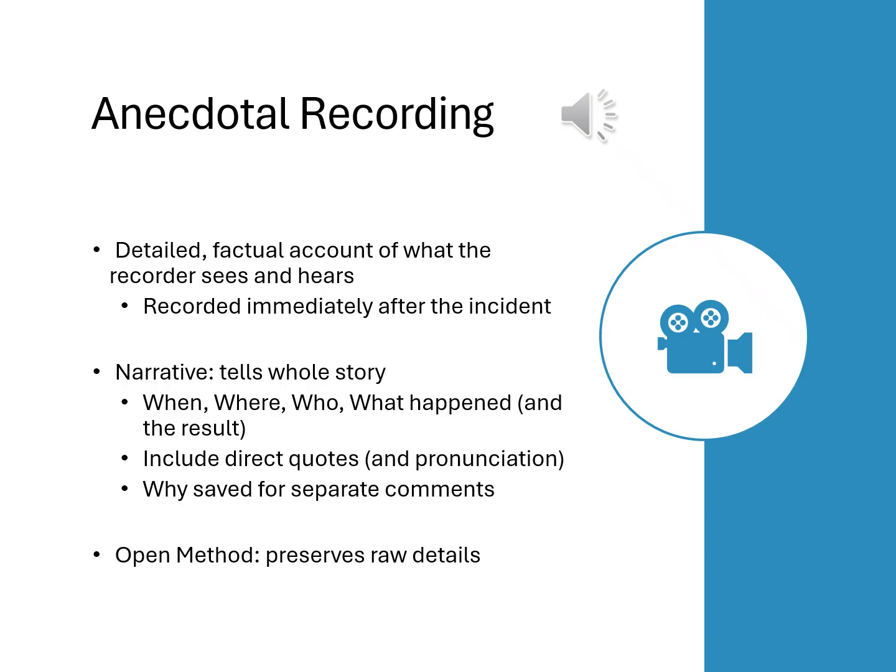And this is considered to be something called an open method. So we're going to be talking in this class about closed methods and open methods. Open methods are things where you are writing down anything that you saw happened rather than limiting the data you're recording to a particular thing or item. So later we're going to talk about checklists. When you're using a checklist, that is a closed method because you are just noting what is already given to you on the checklist, whereas this open method, you are writing down the whole story and you don't know what that story is going to be ahead.